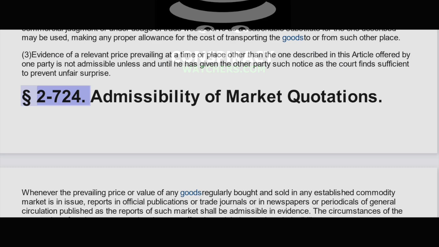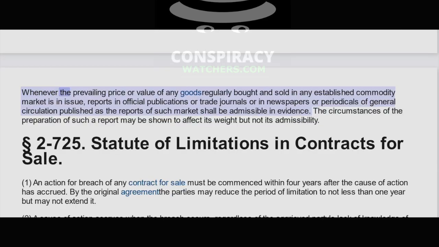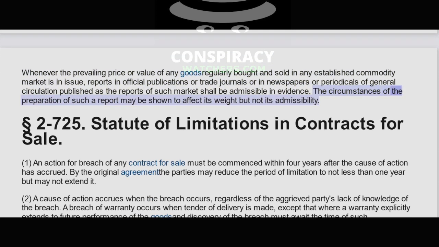Section 2-724. Admissibility of market quotations. Whenever the prevailing price or value of any goods regularly bought and sold in any established commodity market is an issue, reports in official publications or trade journals or in newspapers or periodicals of general circulation published as the reports of such market shall be admissible in evidence. The circumstances of the preparation of such a report may be shown to affect its weight but not its admissibility.